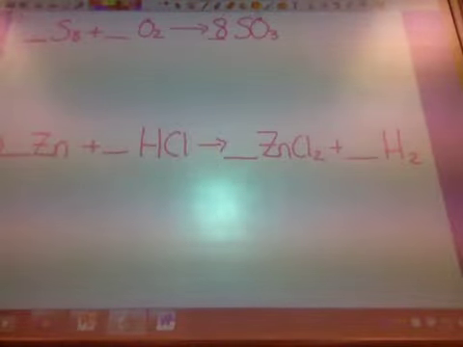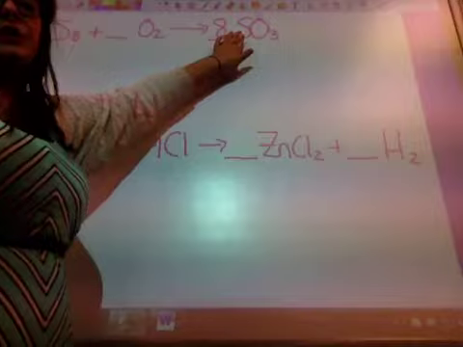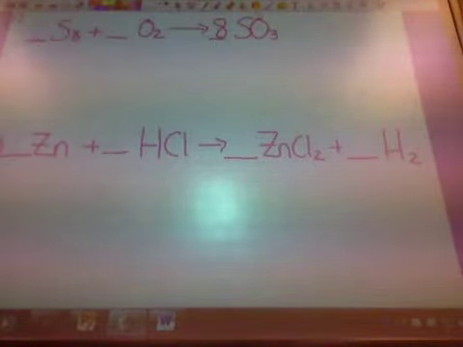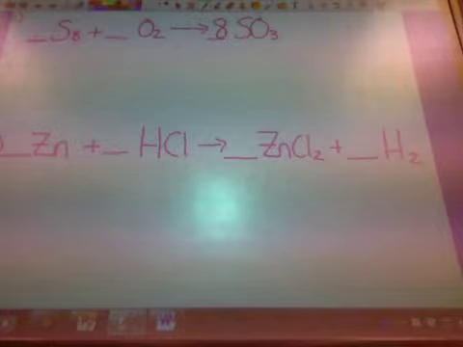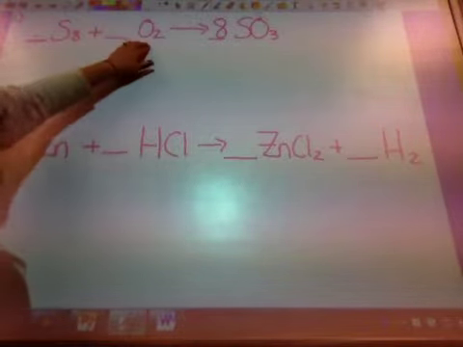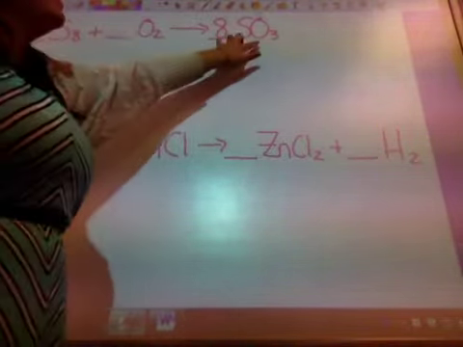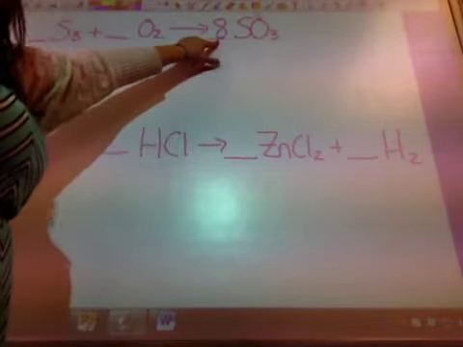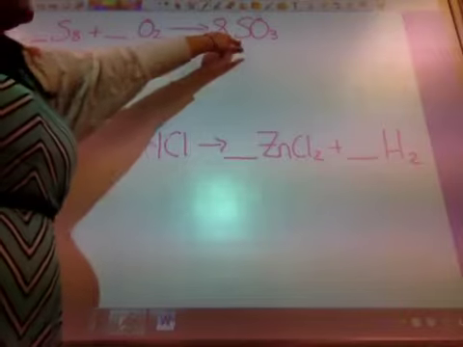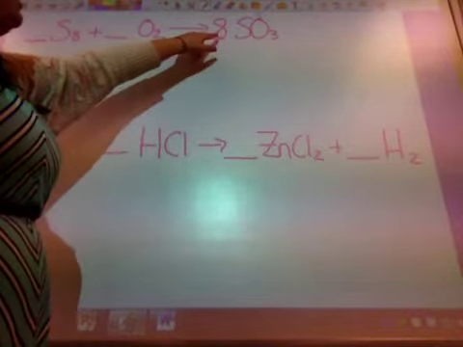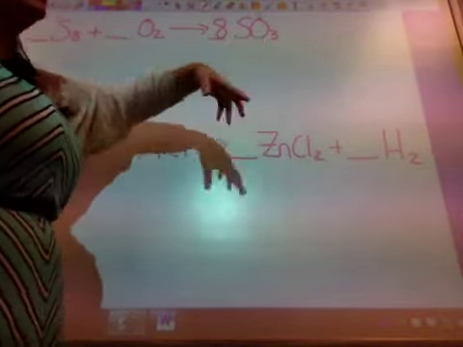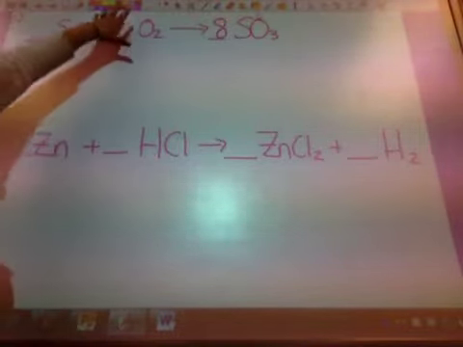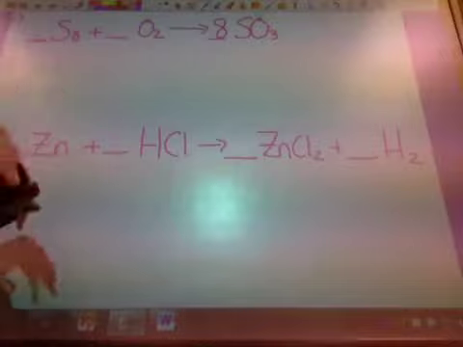So now if I check again, I have 8 sulfurs on this side, and I have 8 sulfurs on this side. So sulfur is balanced now. Well, now I need to check my oxygens. I only have 2 on this side, but on this side I have 3 oxygens, times an 8 because I added that for sulfur. So I have 8 times 3, that's 24. So I have 24 oxygens on this side. I need 24 oxygens on this side.